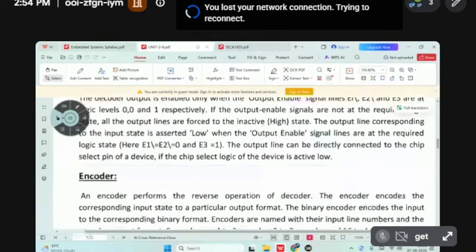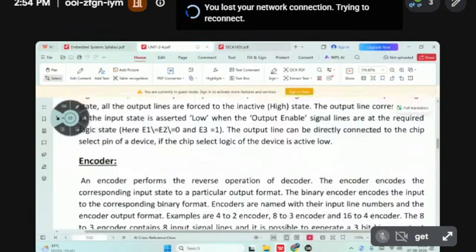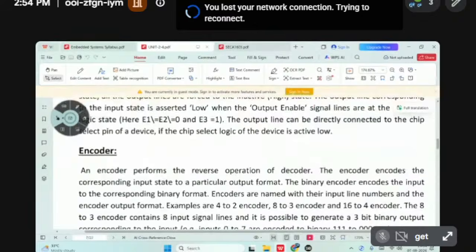Right. After that we will have the encoder. Same, reverse encoder. Whenever we have a number of input signals, we want fewer output signals. Suppose there are 8 input signals, right? How many output signals can I generate? Encoder.